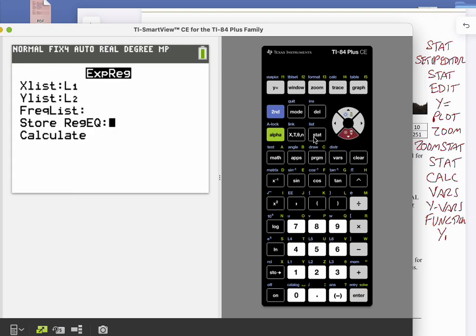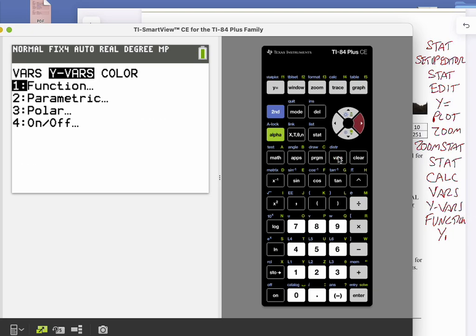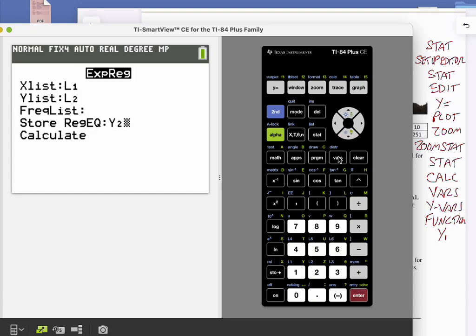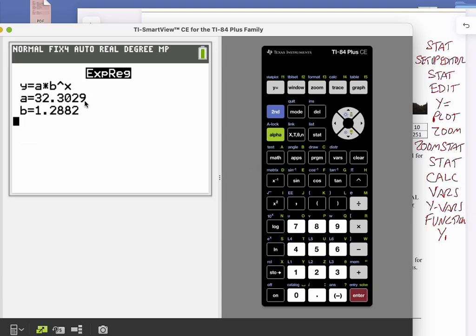And I want to store this in y2. So I went stat, calculate. Now I'm going to go vars, y vars, function. If I pick y1, it will delete my y1 and put this in. And sometimes that's what you want to do. Sometimes you want to get rid of the y1. But I want to put in y2 so that you can compare them. So I did store regression y2. It's got it in there in 4 decimal places.